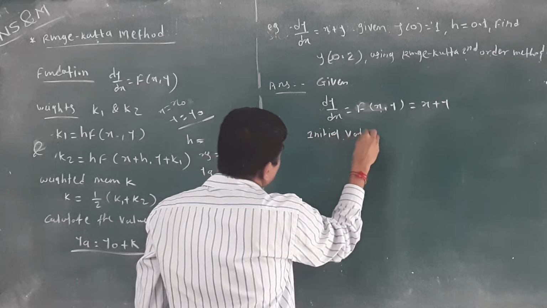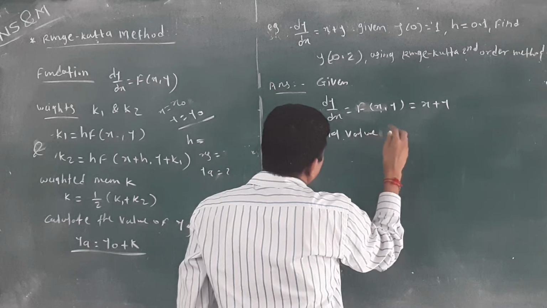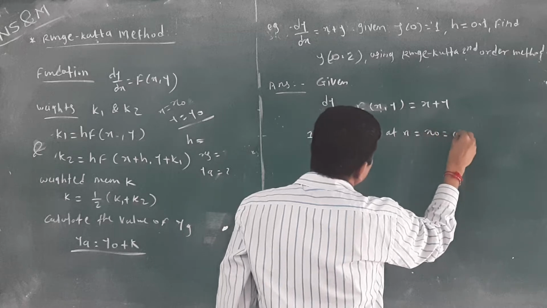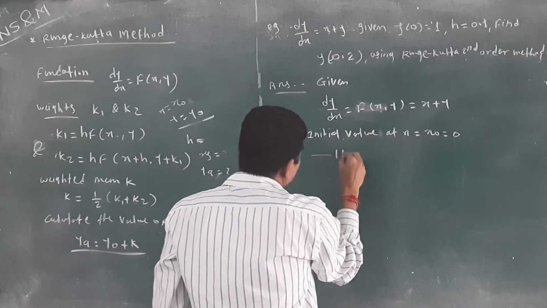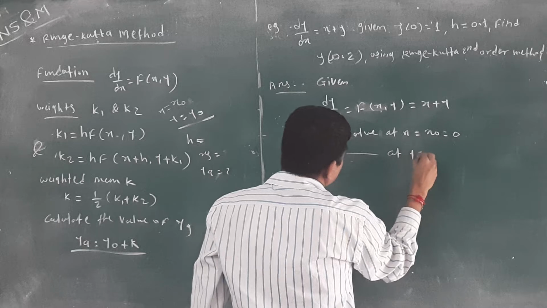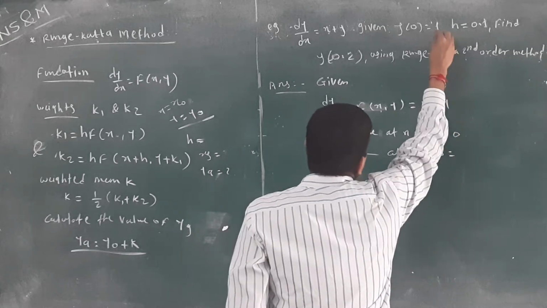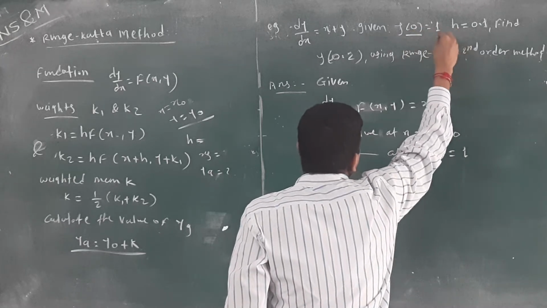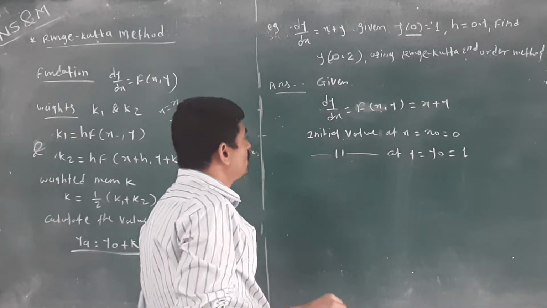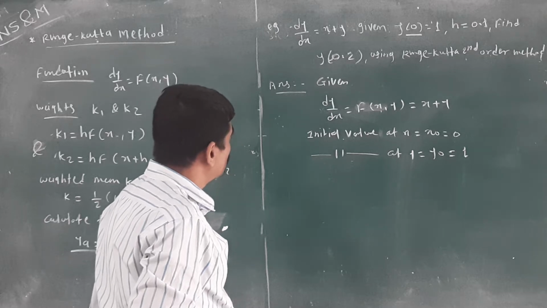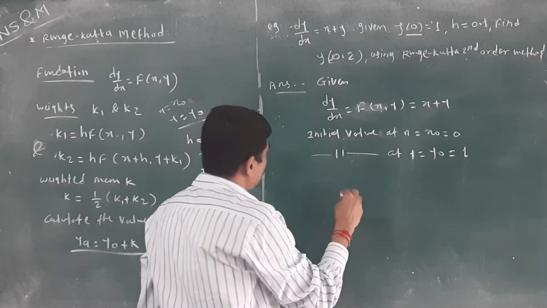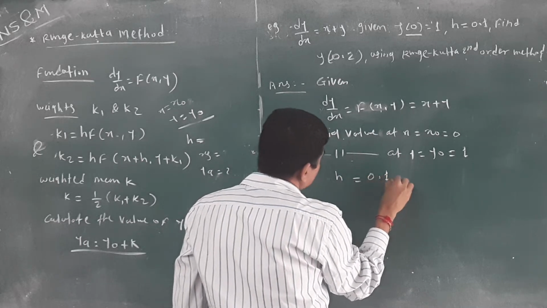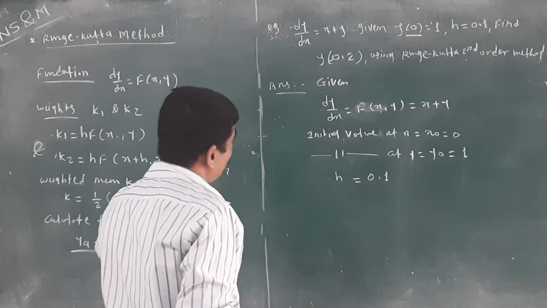We have seen in the last lecture, the initial value at x is x0 is equal to 0, and the initial value at y is y0 is equal to 1. So x0 is given 0 and y0 is given 1. Then the step size h is equal to 0.1 is given.